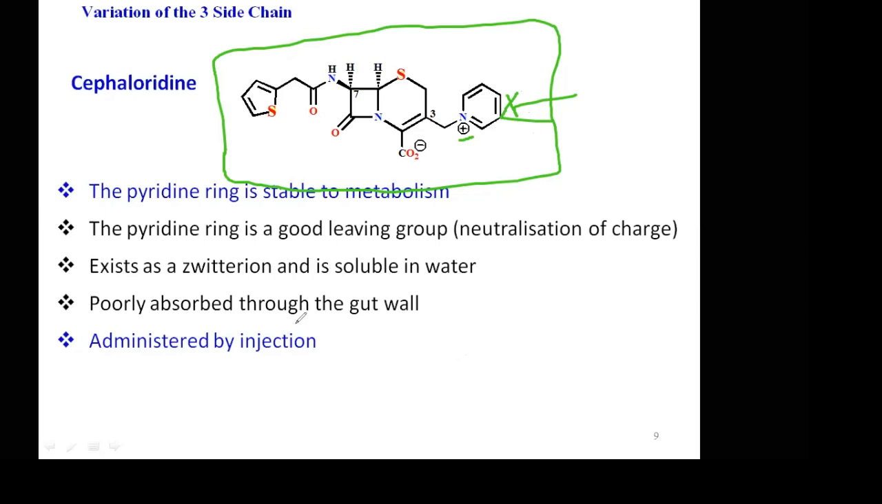But what's the disadvantage, you see? Though the metabolism is improved, it should still be given by injection, and it is poorly absorbed from the gut. So let us go to the next slide.